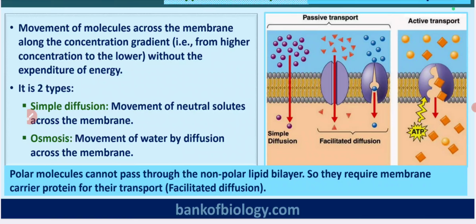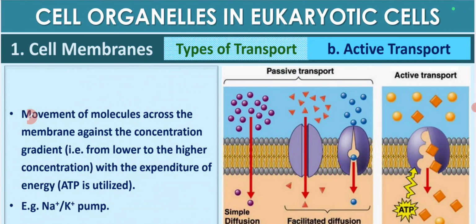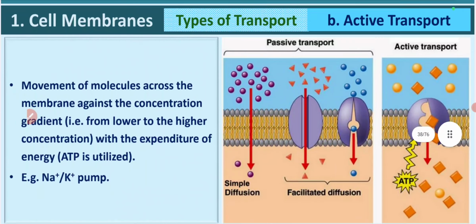Here it is given that polar molecules cannot pass through the non-polar lipid bilayer, so they require membrane carrier proteins for their transport, which facilitate the diffusion process. In active transport, there is movement of molecules across the membrane against the concentration gradient, that is, from lower to higher concentration, with the expenditure of energy, or ATP utilized. As you can see in this diagram. Example: here the sodium and potassium pump. Here the movement of molecules against the concentration gradient is called active transport, and here you can see ATP is utilized.